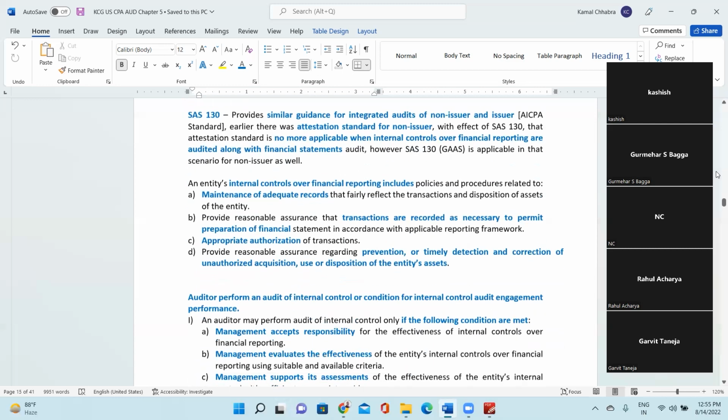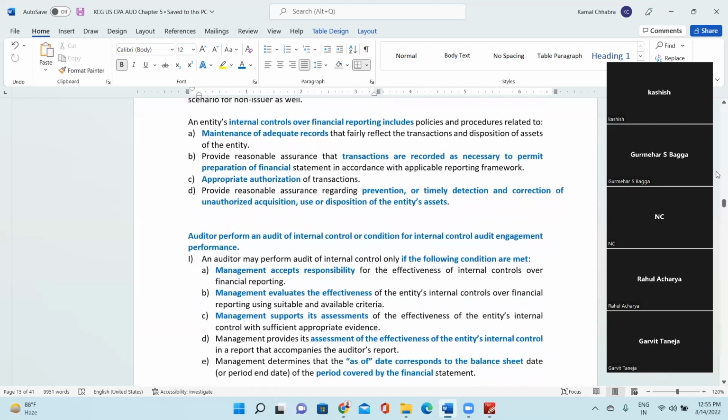Here, what it says: an entity's internal control over financial reporting includes the policies and procedures related to, first, maintenance of adequate records that fairly reflect the transactions and dispositions of assets of the entity. Second, provide reasonable assurance that transactions are recorded as necessary to permit the preparation of financial statements in accordance with the applicable reporting framework, that is US GAAP or IFRS, whatever reporting framework the company agreed to. Third is appropriate authorization of transactions. That means the internal control ensures that whatever transaction the company is passing through its information system is appropriate and authorized, right? They have appropriate segregation of duties, appropriate authorization matrix or makers and checkers, all those things.